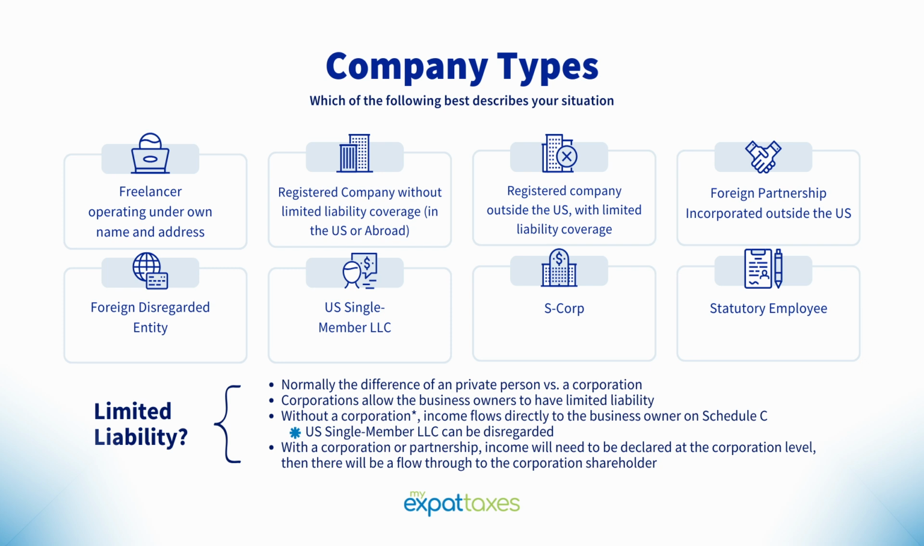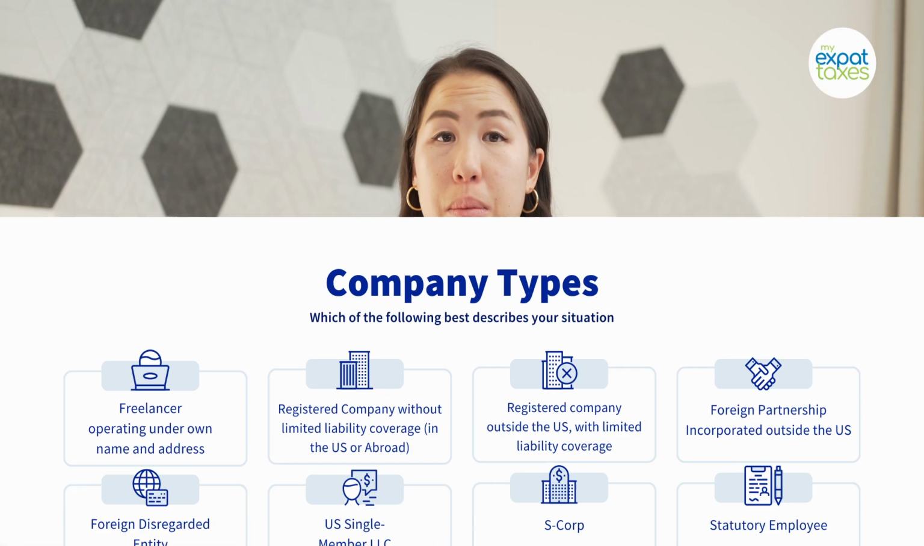So the first type, probably the most common, is a freelancer. That's someone that is operating in their own name and address. So for example, saying, I'm going to start writing content for someone, or I'm going to do some type of gig work, maybe work for Uber or Foodora or whatever, right? So that's general freelancers. You're just doing work on the side, or maybe it's even your main role, but you are operating in your own name with your own address. There's no separate entity. You didn't create a company.